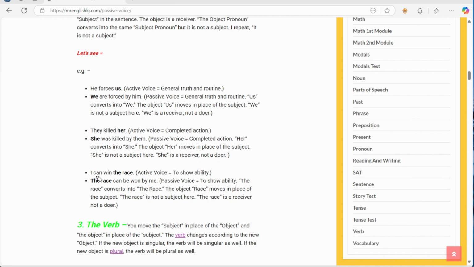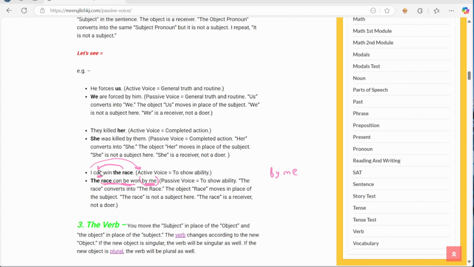Okay, I can win the race. I'm using a modal. I can. So I have the ability to win the race. The race can be won. But I'm not mentioning by whom. Again, I focus on the race and the winning part. I'm not focusing on the subject. I moves to the end and it becomes by me.